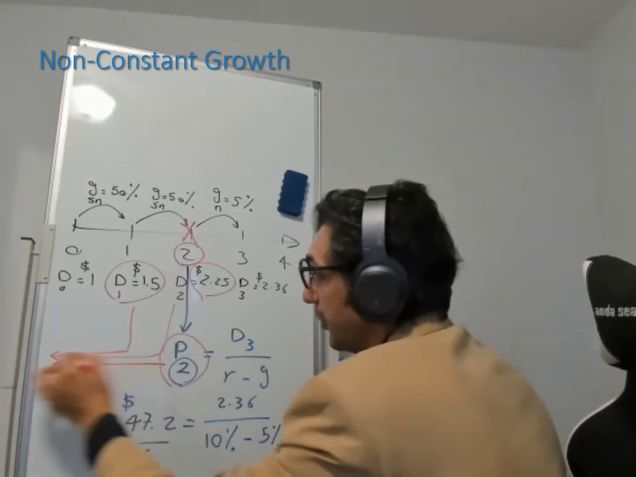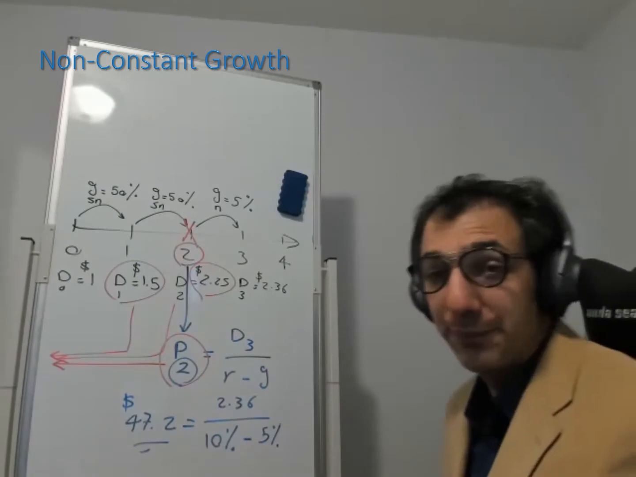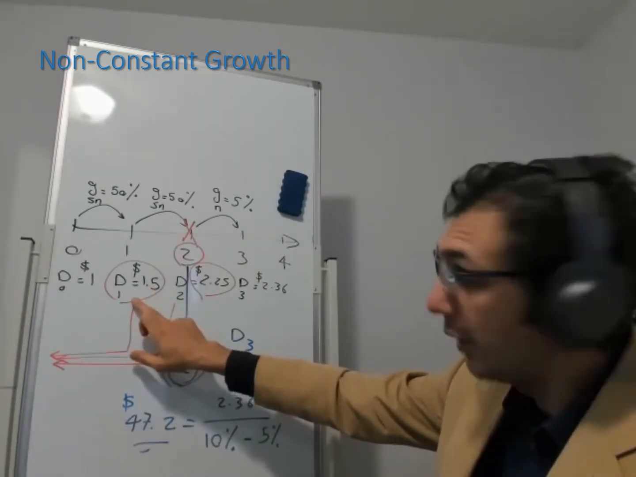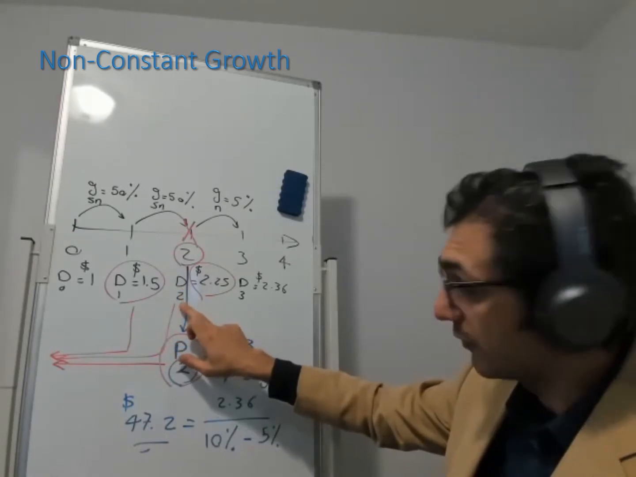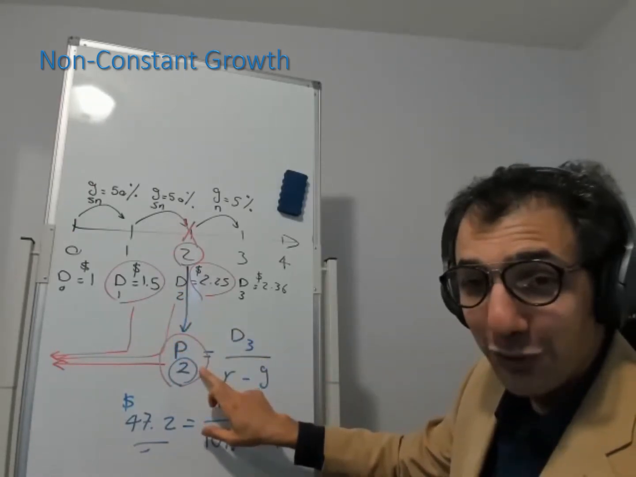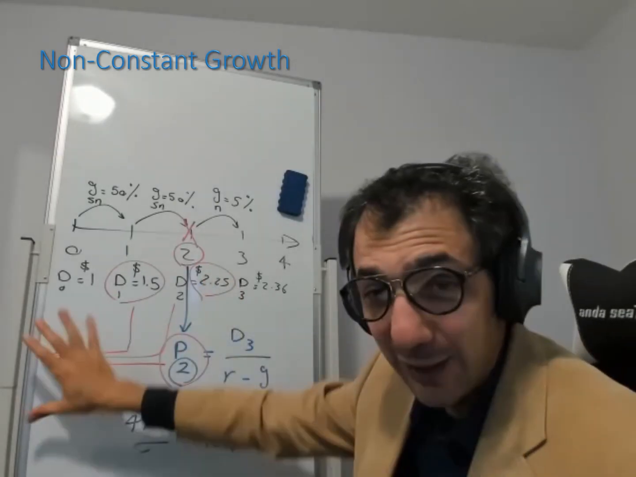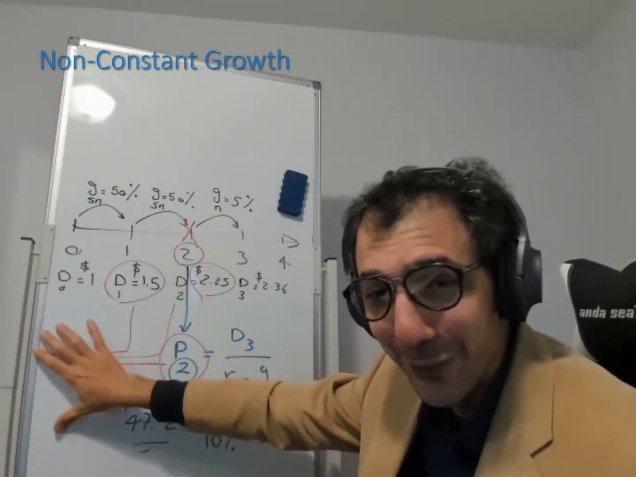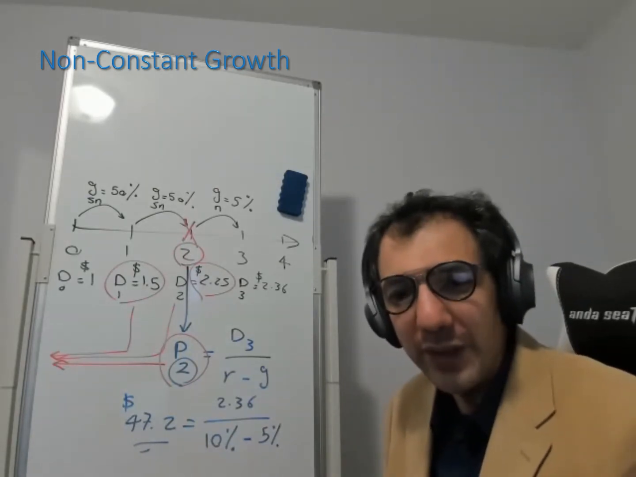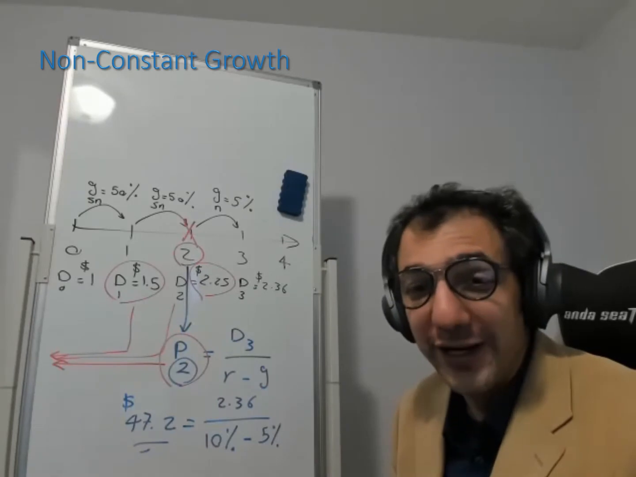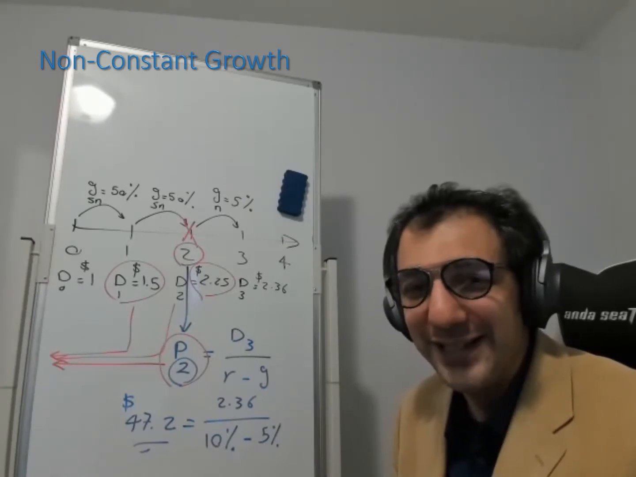So I have 3 cash flows I need to find the present value for. Again, one is the dividend 1 year from now, dividend 2 years from now, and how much I'm going to sell the stock 2 years from now. If you find the present value of all these cash flows and add them all, you will find the stock price, which is the current present value of all these cash flows.